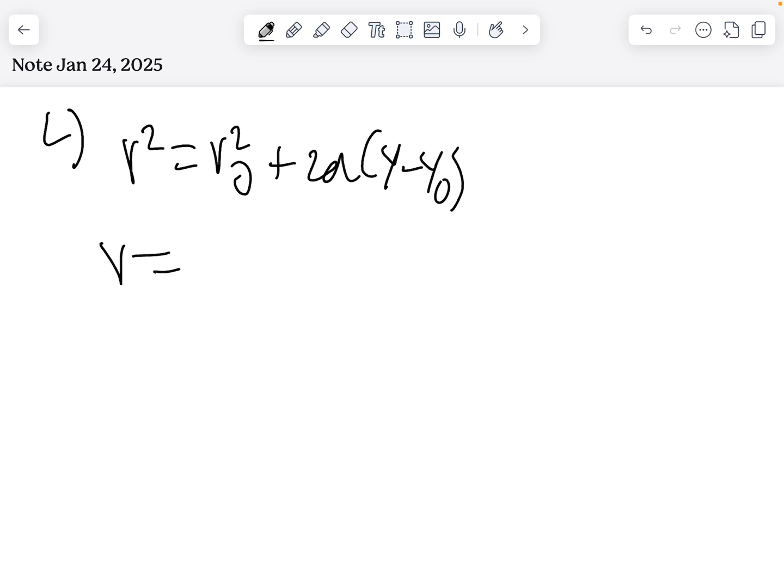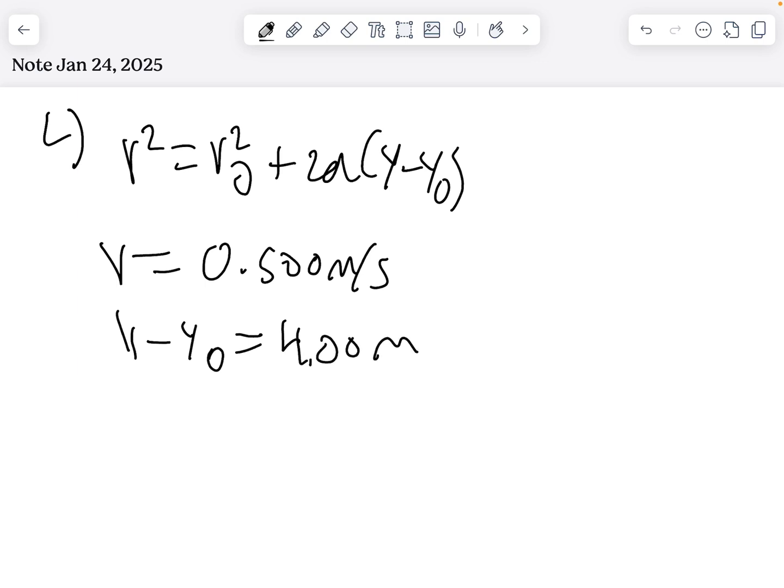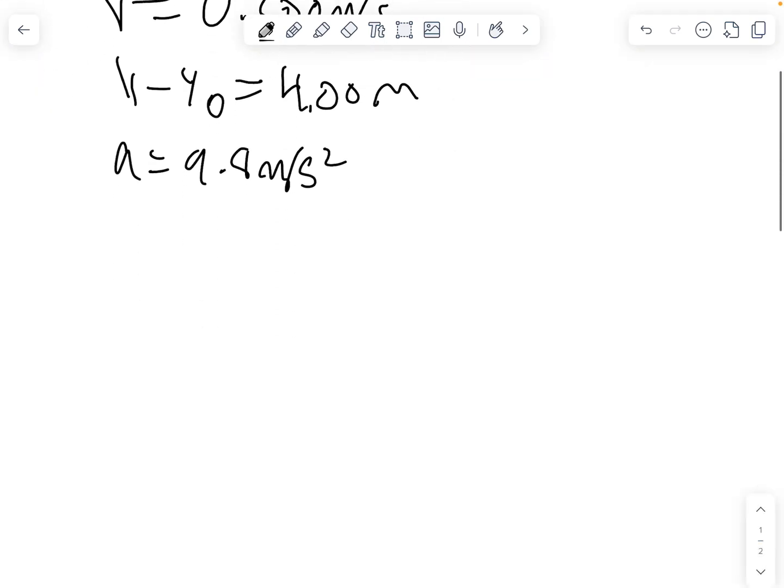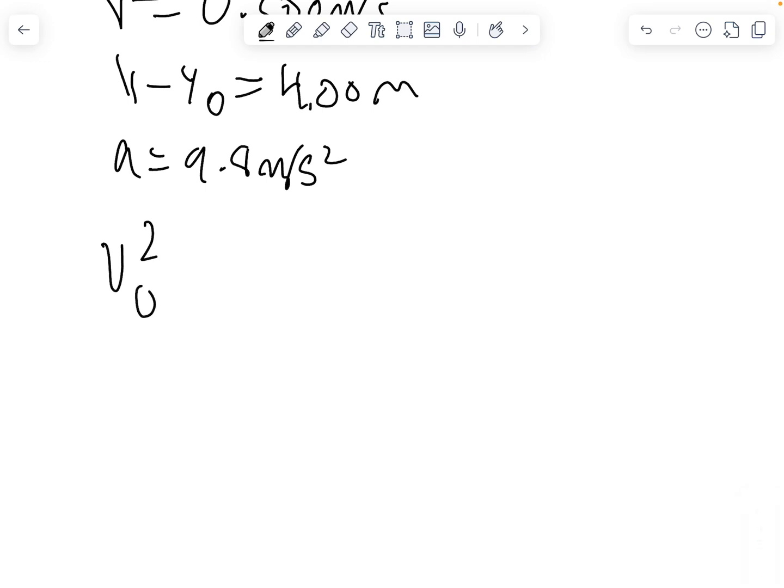we know v, it's stated in the problem, 0.500 meters per second. We know y minus y0 is 4.0 meters, because that's what we're finding. And then we know the acceleration of gravity is always going to be negative 9.8 meters per second squared. So we know these numbers, right? So pretty much we're just going to solve using them. Just going to substitute them in.